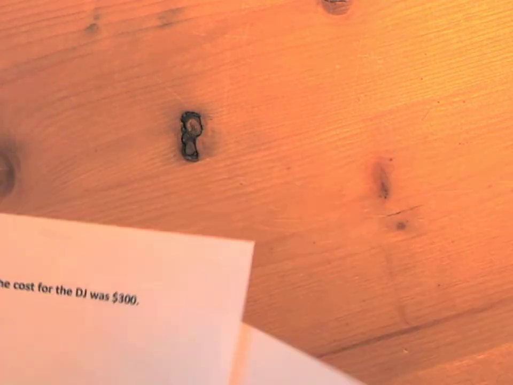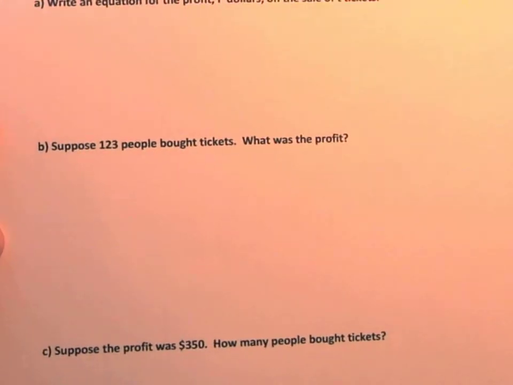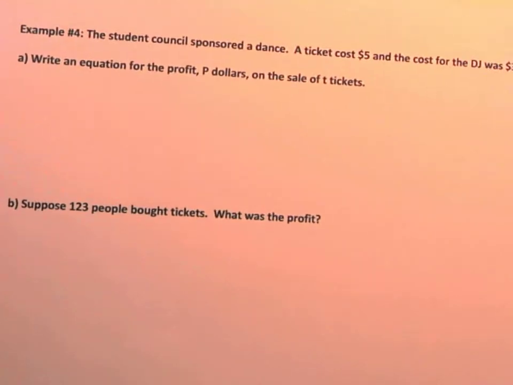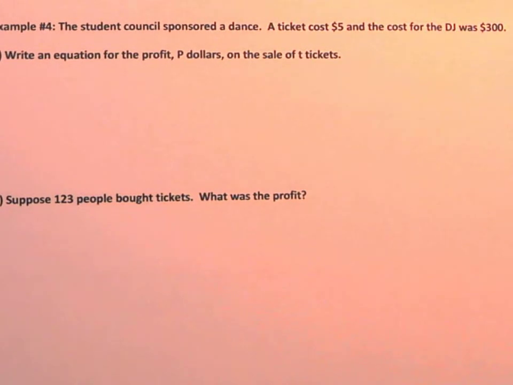All right, last part. Example 4, word problem. Write an equation. The student council sponsored a dance. A ticket costs $5 and the cost for the DJ was $300.